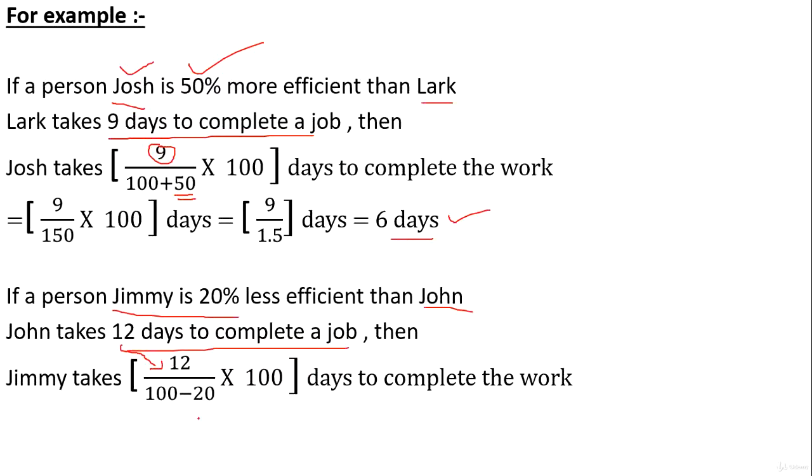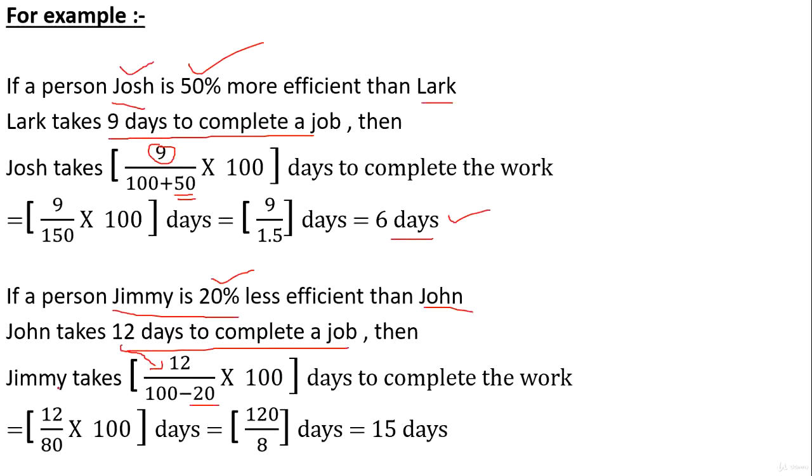by 100 minus 20, where minus 20 is less efficiency, where 20 is the efficiency percentage which is less than John, into 100. So it comes to how much? 12 by 80 into 100, that is 120 by 8, that is 15 days. Here also we can observe, since Jimmy is less efficient, he takes 3 extra days than John to complete the work.